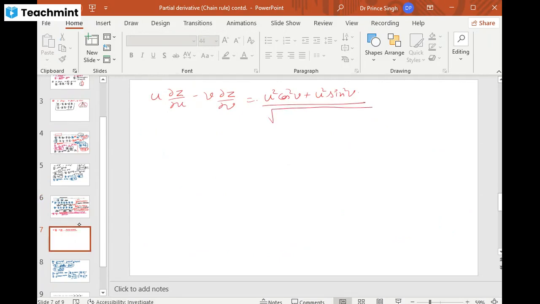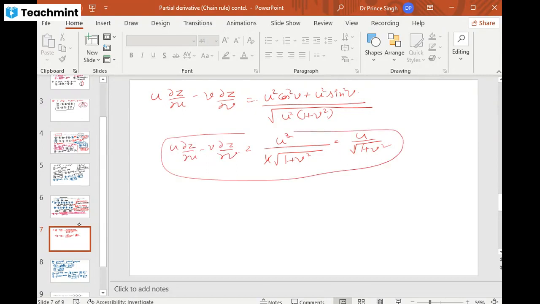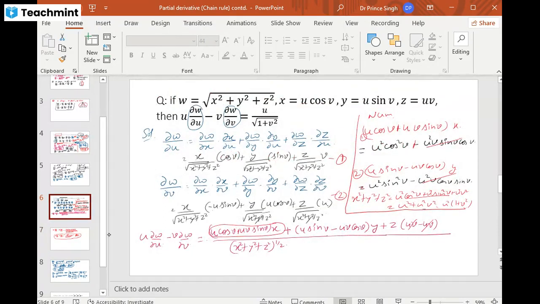and in the denominator we have the square root of u square into 1 plus v square. So in the numerator it is u square, and in the denominator u into the square root of 1 plus v square. So one u gets cancelled out. So its value comes out to be u times the square root of 1 plus v square. So this is the value of u ∂z/∂u minus v times ∂z/∂v. So this is the solution of this problem, right?